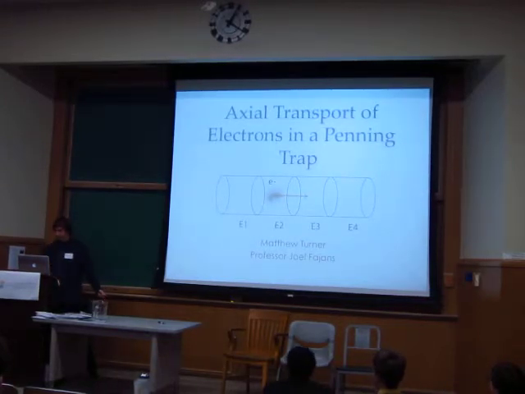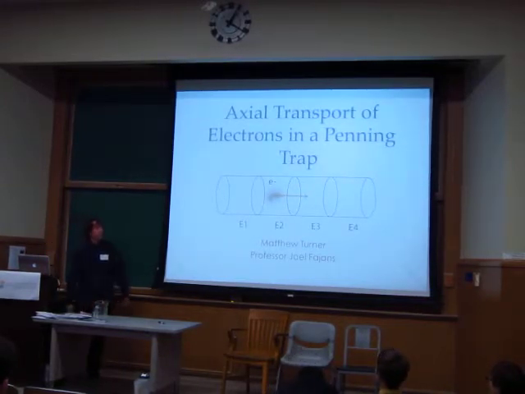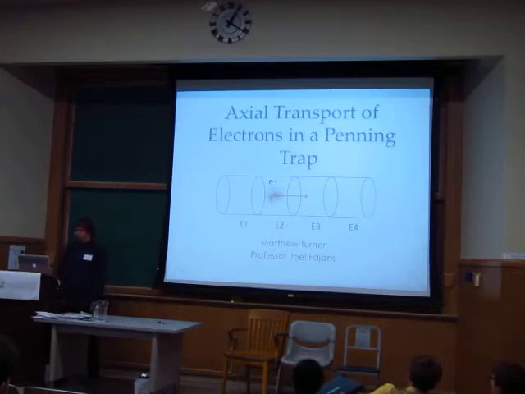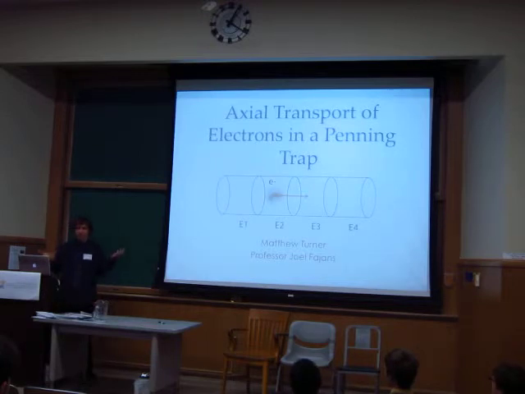Turner, and my project is axial transport of electrons in a Penning trap. So basically that means moving electrons from E2 to E3. What's the best way to do that? And this will be part of a general scheme of pieces that they'll do on graduates.